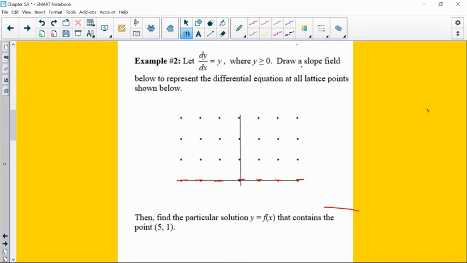And then at the next set of lattice points, all of these have a y value of 1. So slope of 1, slope of 1, slope of 1. And again, it's all based on what your differential equation is. And then this one would have a slope of 2, so a little bit steeper. And again, it's not perfect. That's okay. And then up here, slope of 3.